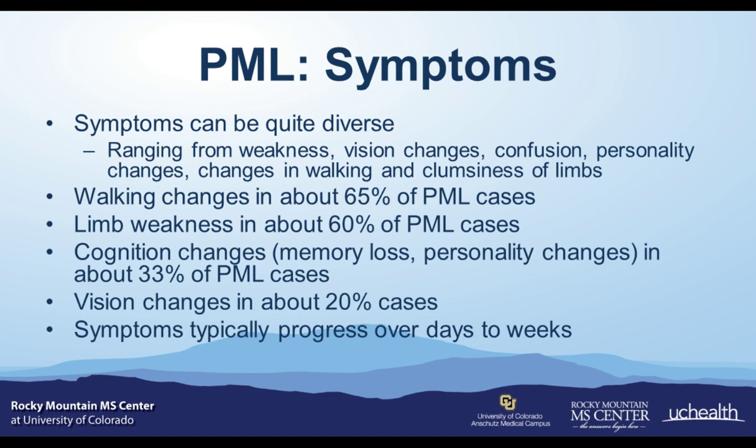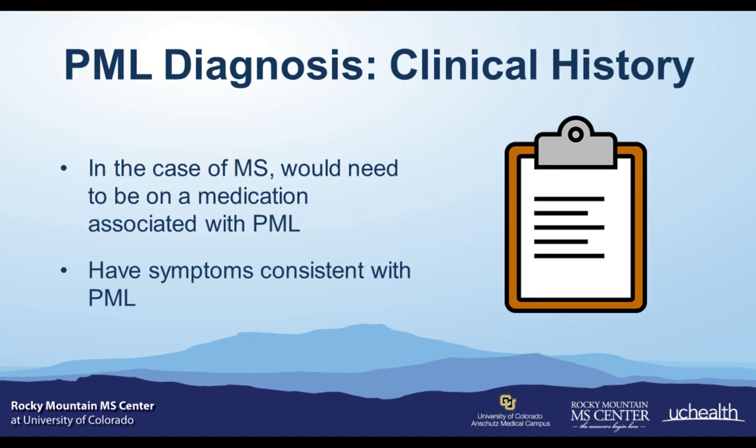In a study, they assessed what the most common things that they saw were. In this one study, they found 65% of PML cases had walking changes. About 60% had limb weakness, meaning weakness of an arm or a leg. About 33% had changes in their thinking or memory or personality. 20% had vision changes. And it's important to note that these symptoms don't start abruptly, like not present one second and present the next, but they tend to progress over days to weeks.